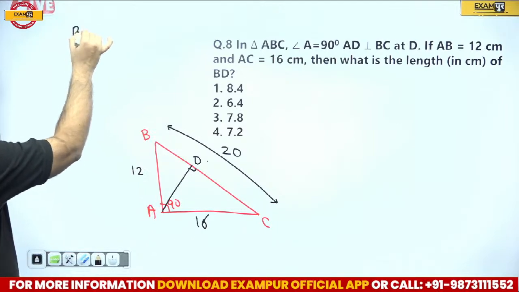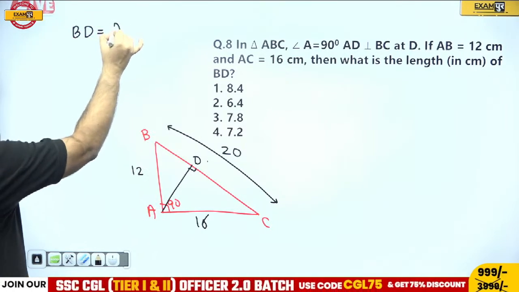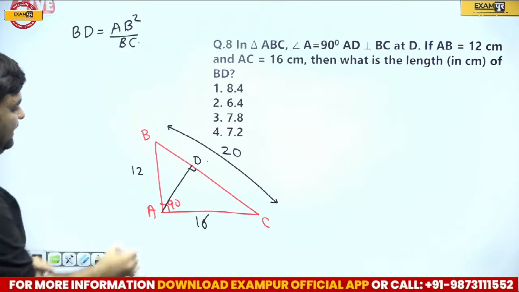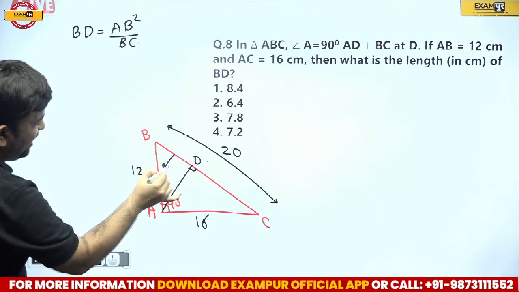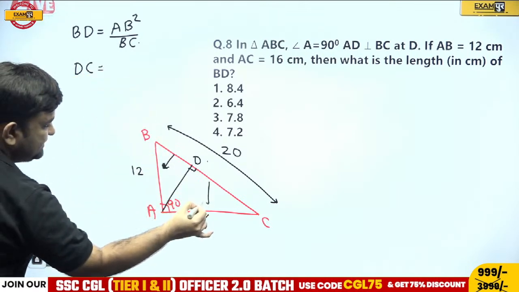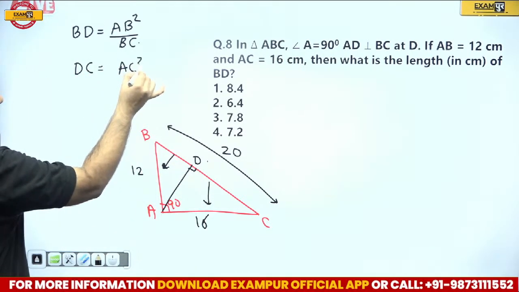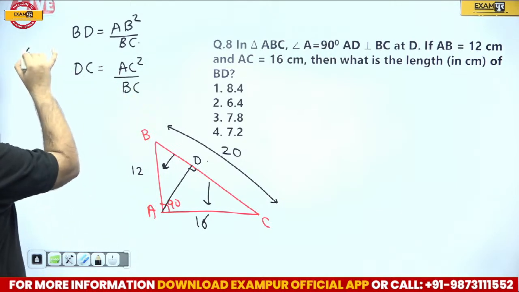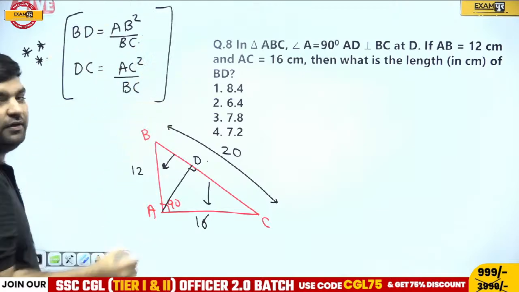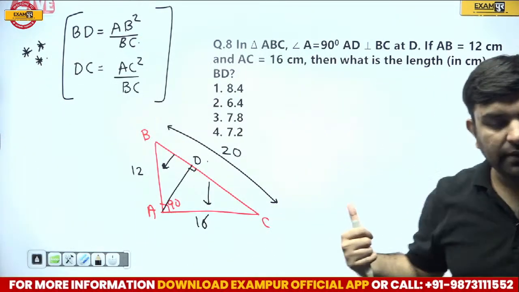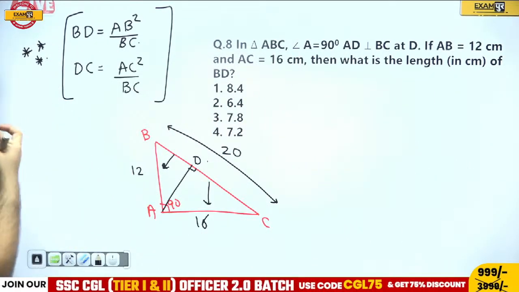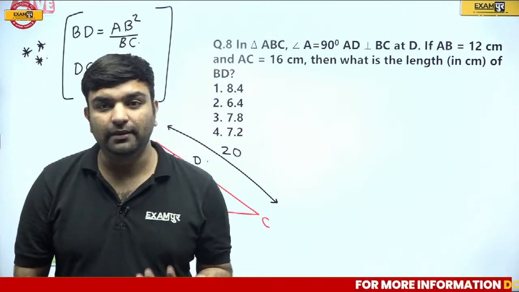The length of BD is AB square divided by BC, the hypotenuse. Similarly, the length of DC is AC square divided by hypotenuse. If you can't remember these results, guys, in that case, you have to apply the similarity, which is like next to impossible in the exam pressure.